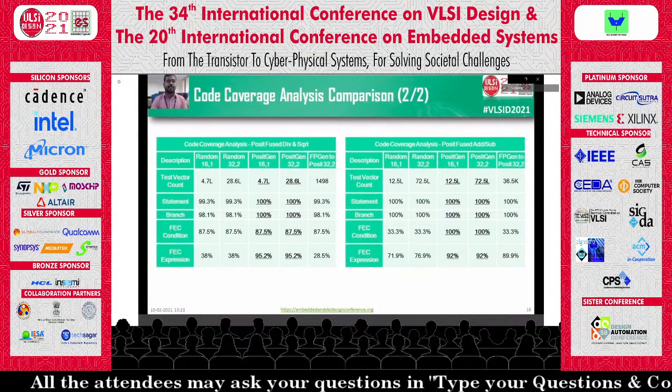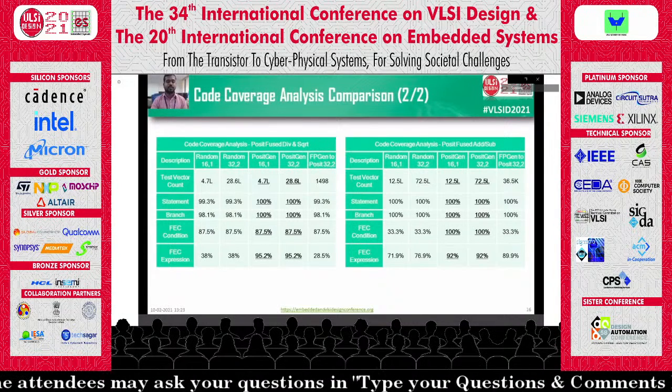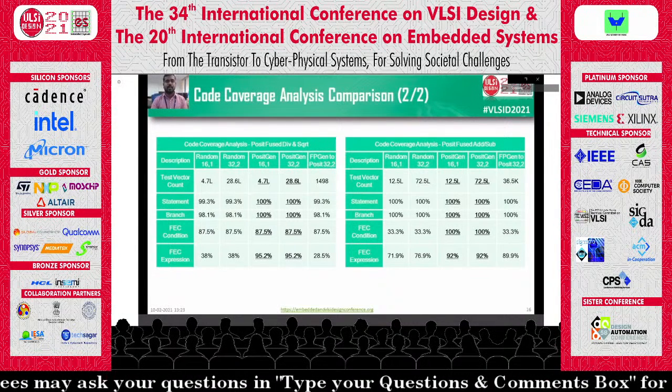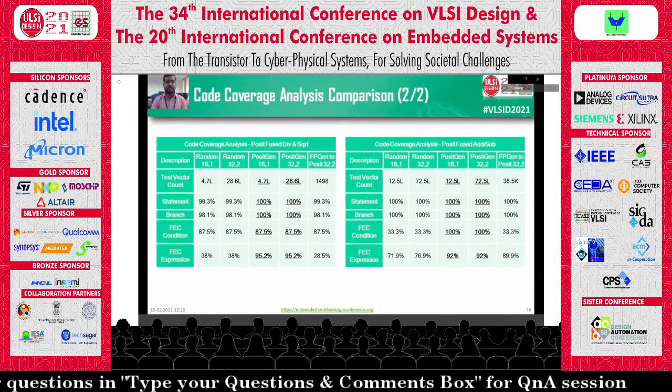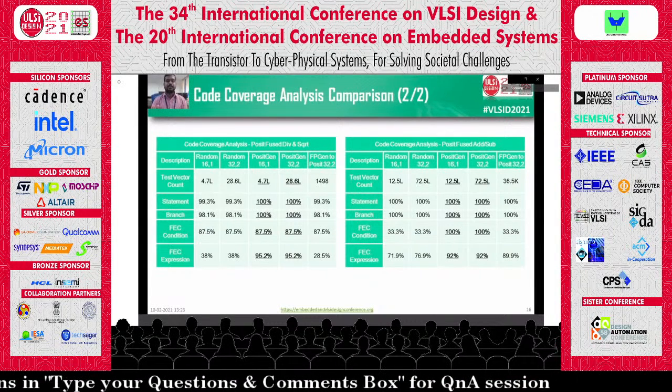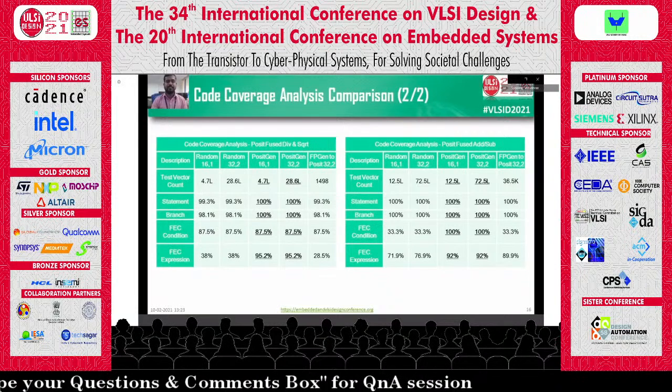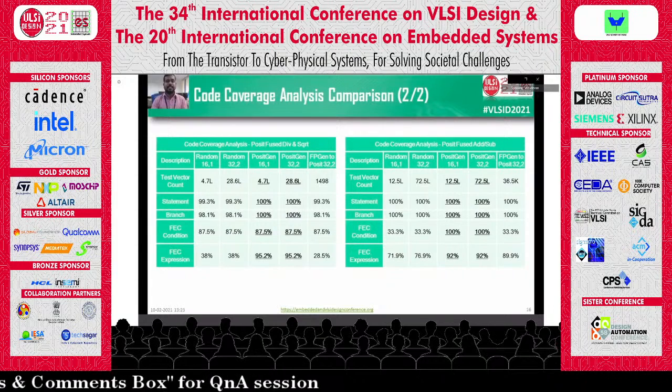The table on the right side depicts the code coverage analysis for the POSIT addition and subtraction module by using random, POSIT-gen and FPGen translator test vectors. From the table, it is clear that POSIT-gen test vectors for FEC condition and FEC expression give better coverage in value.